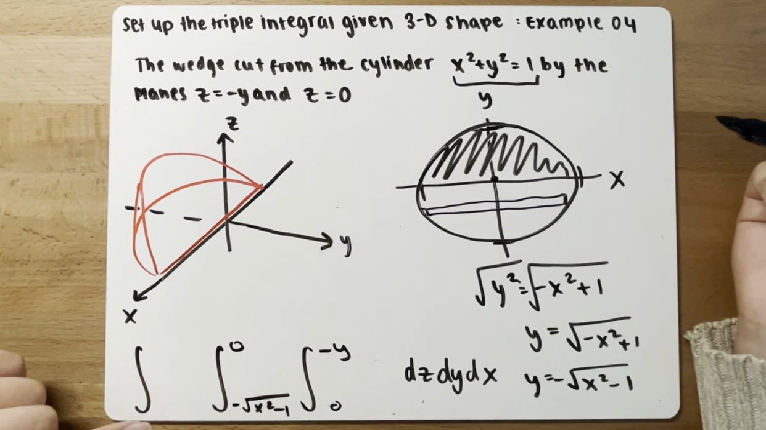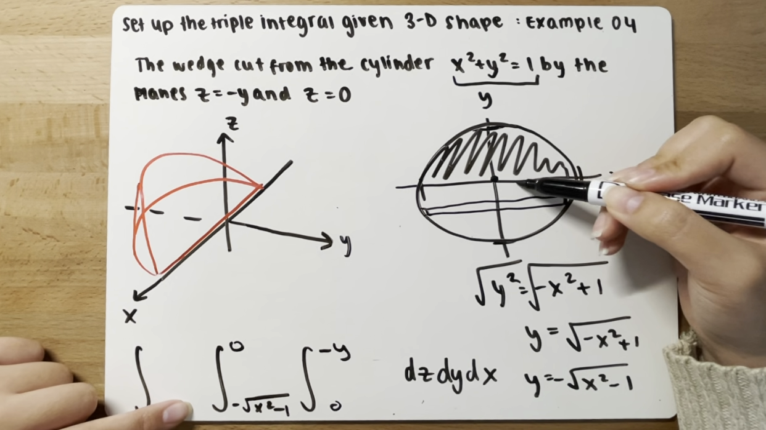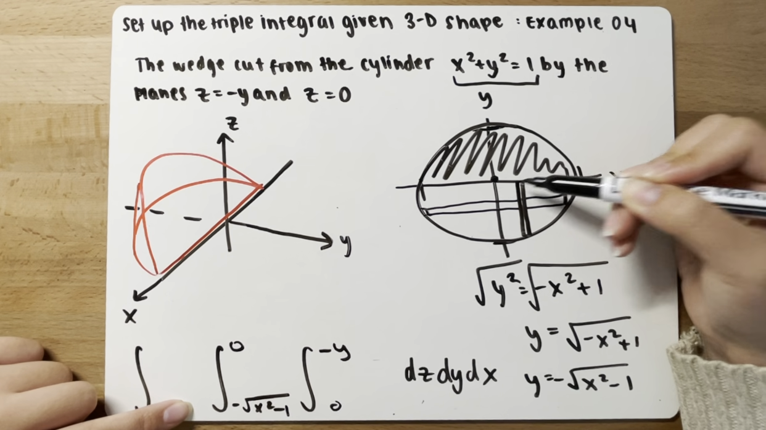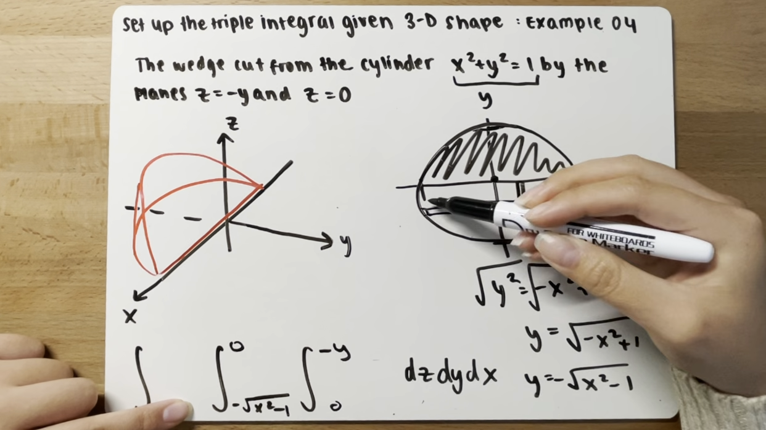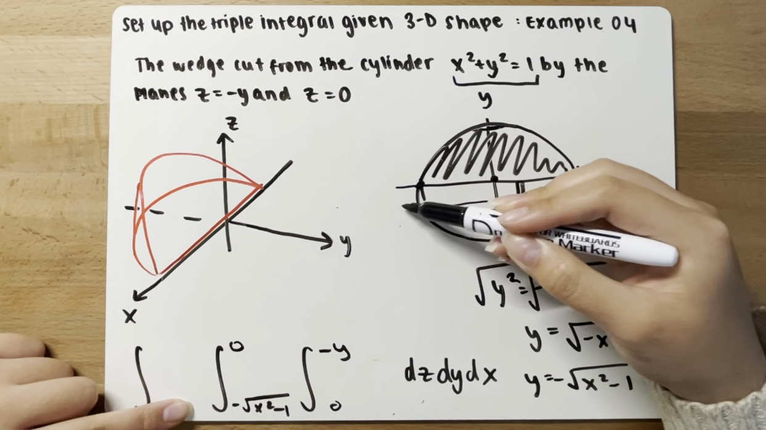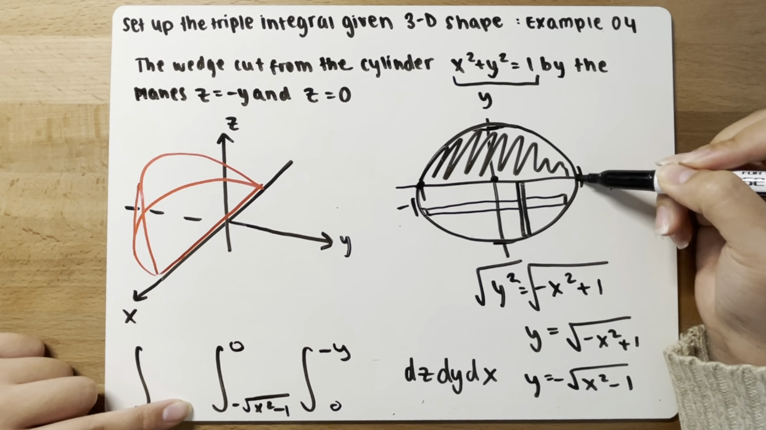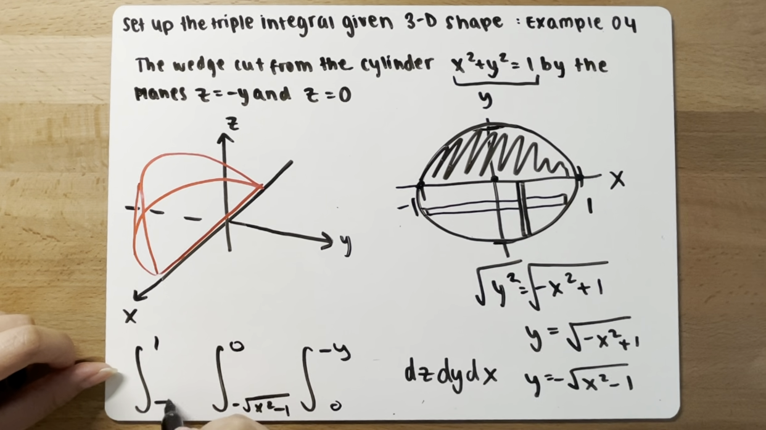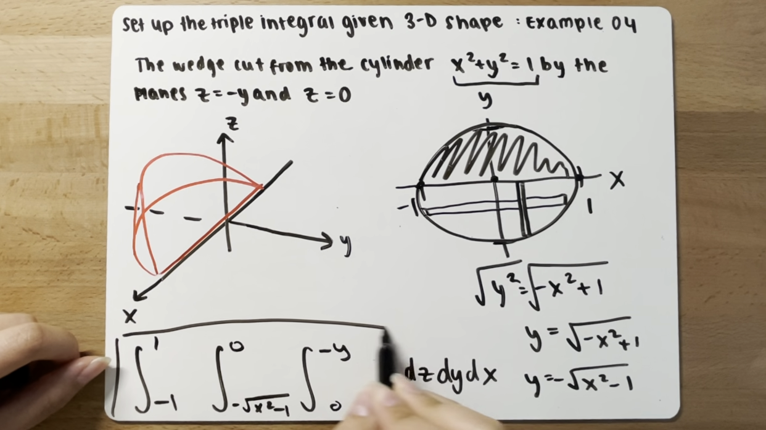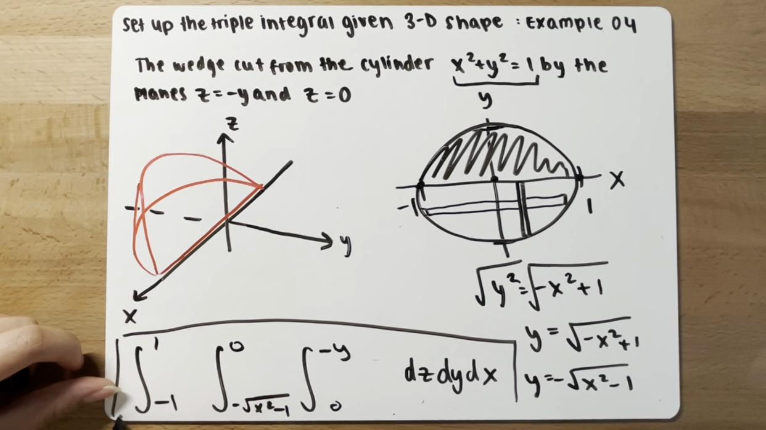Now to find dx, we're going to imagine we have a slider that goes left to right. You can slide left until this point right here, which is negative 1, and slide right until this point right here, which is 1. Therefore, the upper boundary will be 1 and the lower boundary will be negative 1. Now this will be your triple integral for this shape.